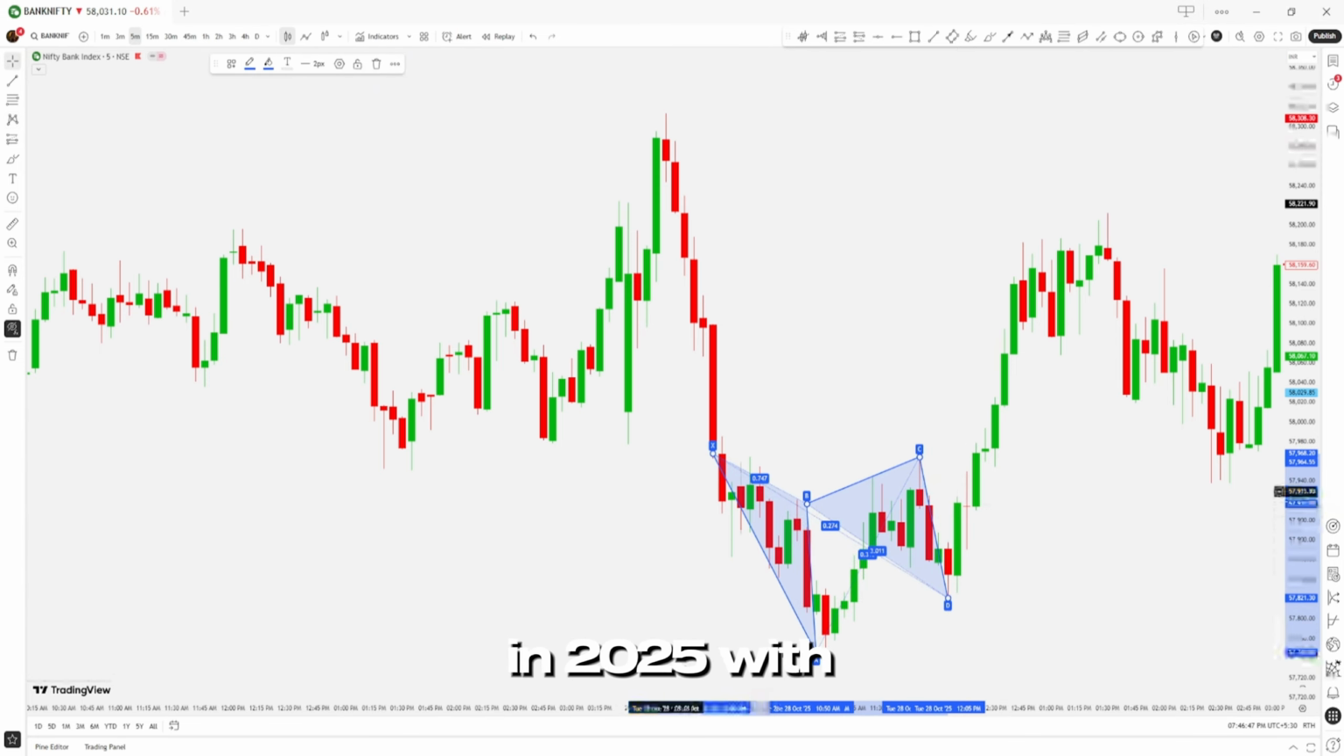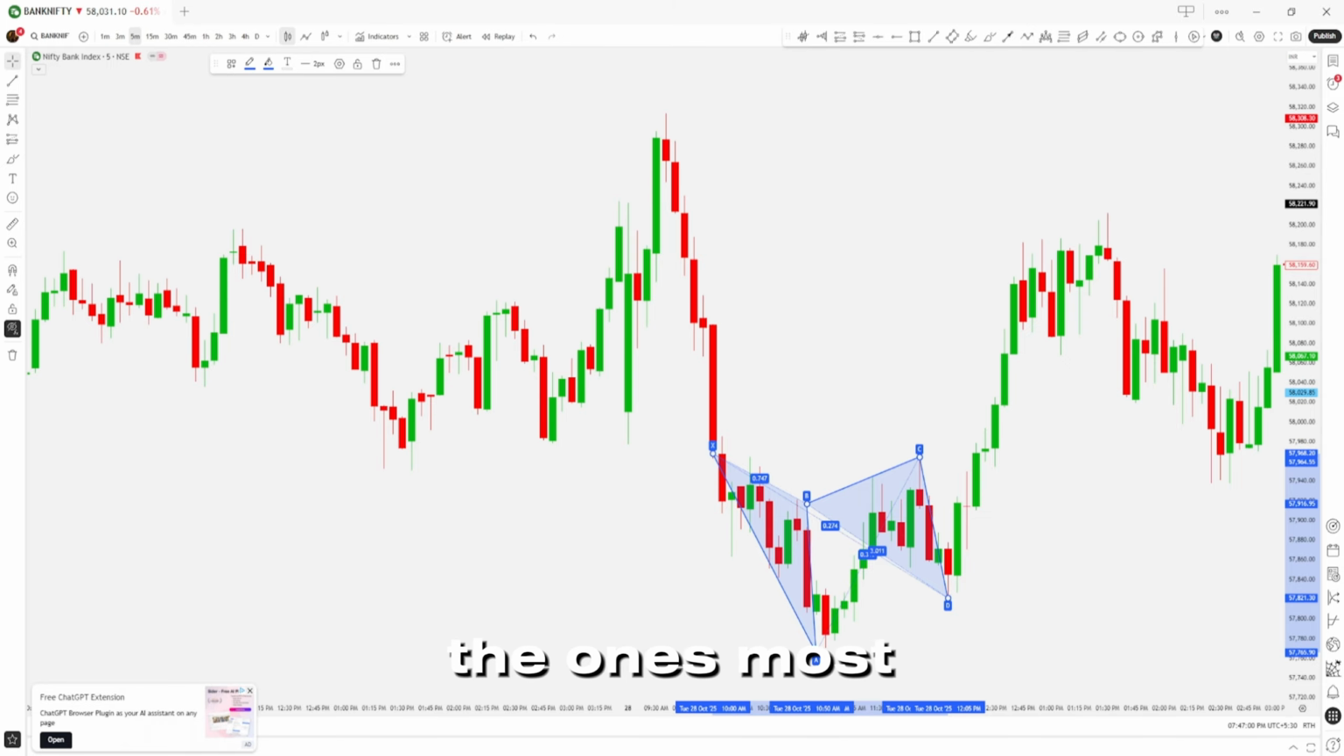To trade clean in 2025 with all the FII buying and market swings, you need simple price action ideas that focus on clear patterns in candles and levels. These are the ones most traders skip because they seem too basic, but they work steady when you follow the rules.